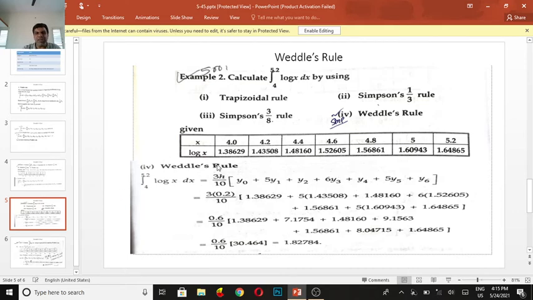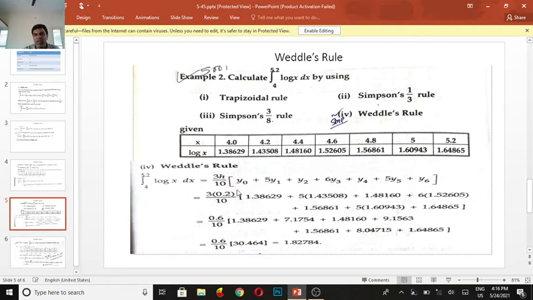So if we take Weddle's rule formula, the integral from 4 to 5.2 of log x dx is 3h by 10 of y0 plus 5y1 plus y2 plus 6y3 plus y4 plus 5y5 plus y6. So substituting all the values, what h difference have you taken? See, 4, 4.2, 4.4, like that. So the h difference should be 0.2.